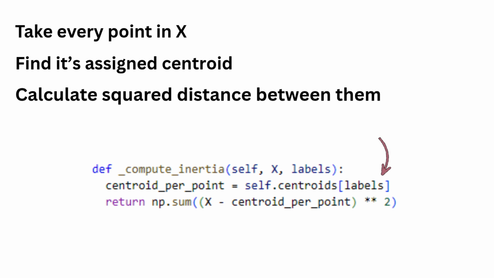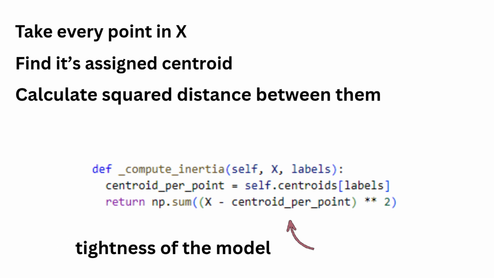In this vectorized version, self.centroids[labels] creates an array the same shape as X, but instead of the original data, it contains the coordinates of the assigned centroid for every point. We subtract them, square the result, and sum it all up. This gives us one single number representing the tightness of our current model.